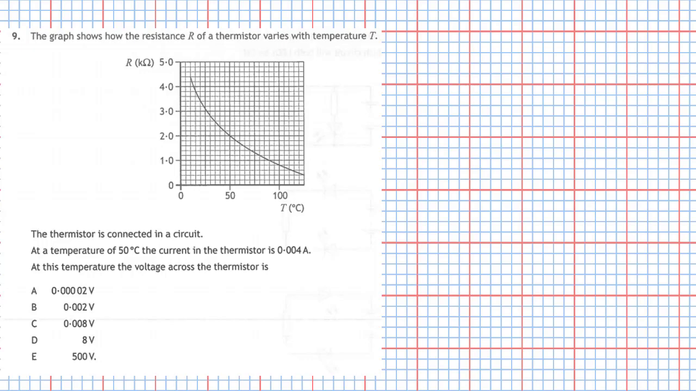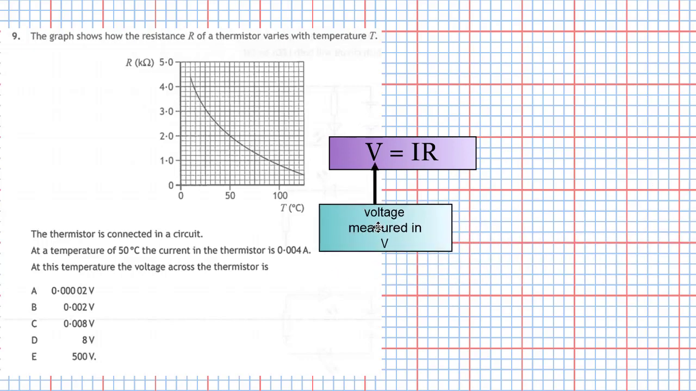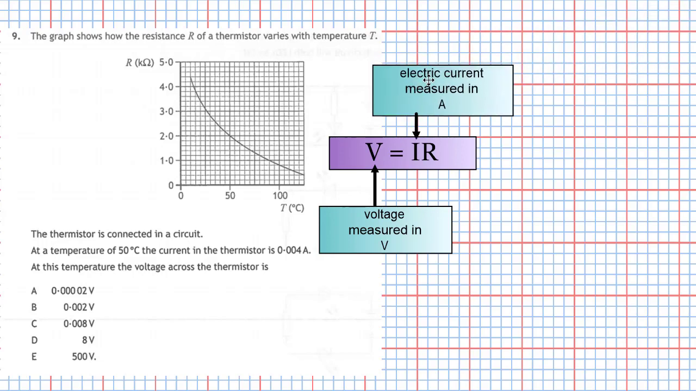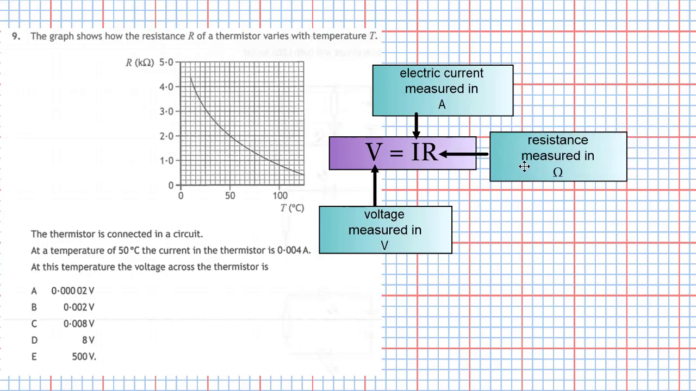Now take a close look at this graph. The graph is one of resistance measured in kiloohms and temperature measured in degrees Celsius. As you can see, as the temperature in degrees Celsius increases, the resistance of the thermistor begins to decrease. Now we're asked to find the voltage across the thermistor, and to do that we have to use the equation V equals IR. We know what the usual symbols mean. V is the voltage, measured in volts. I is the electric current, measured in amps. And R is the resistance, which is measured in ohms.